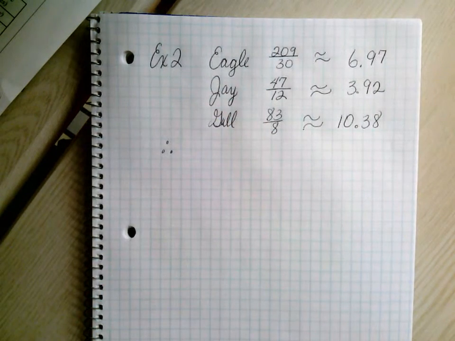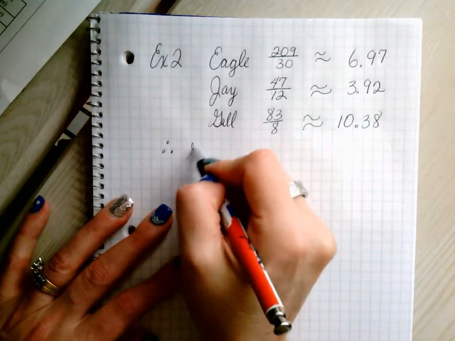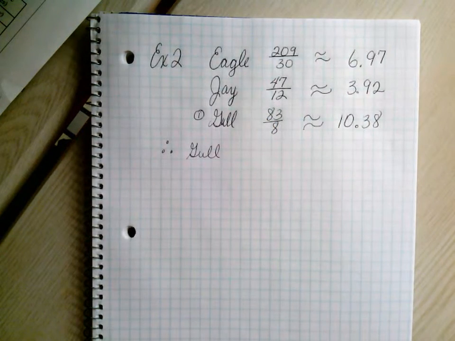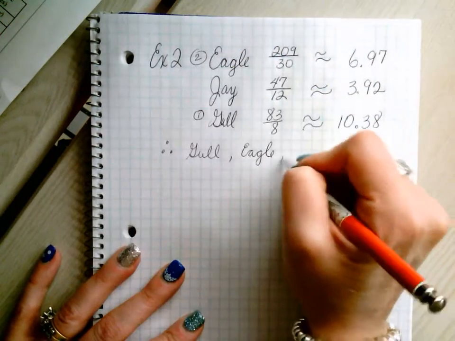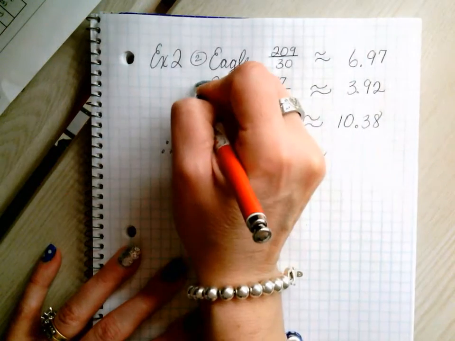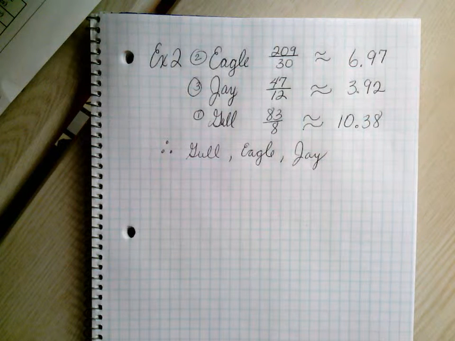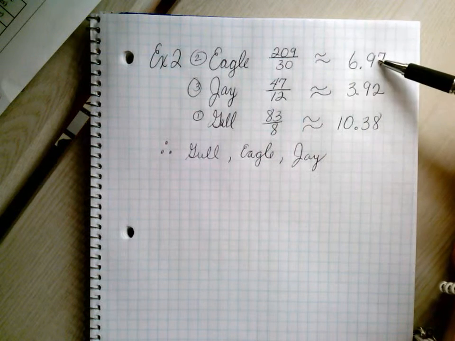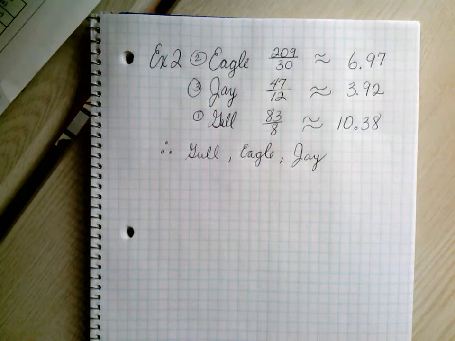In order of their aspect ratios, the gull is number 1. Who's the second? Eagle, which leaves J at the end. Okay? All we did was write that fraction. We divided it to achieve a decimal value or a whole number decimal value, and then simply compared them this way. It's a lot easier to do it that way. Okay? That's ratios.